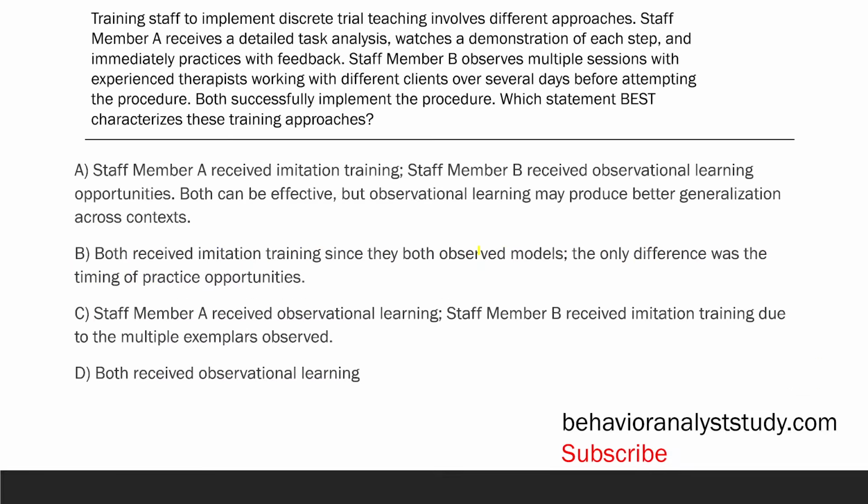Training staff to implement discrete trial teaching involves different approaches. Staff member A receives a detailed task analysis, watches a demonstration of each step, and immediately practices with feedback. Staff member B observes multiple sessions with experienced therapists working with different clients over several days before attempting the procedure. Both successfully implement the procedure. What statement best characterizes these training approaches?